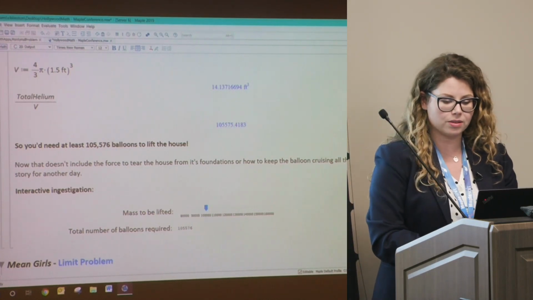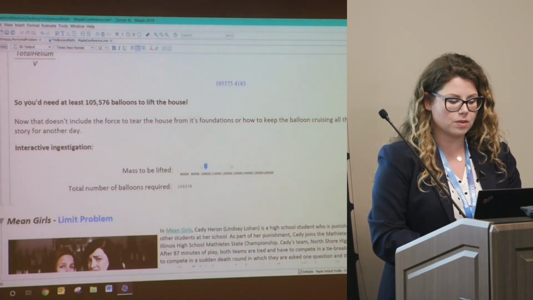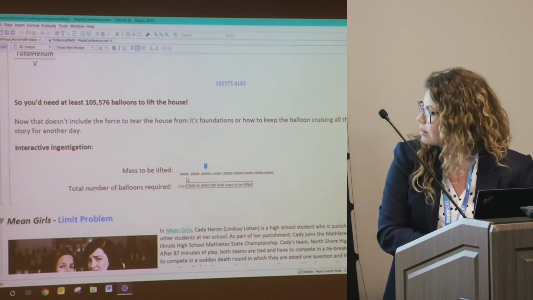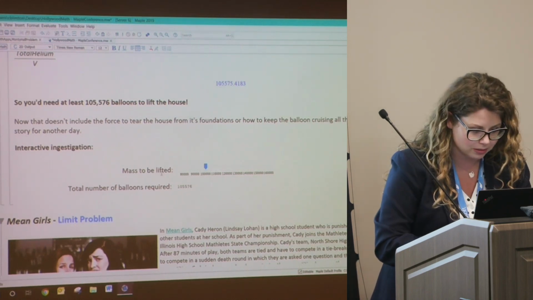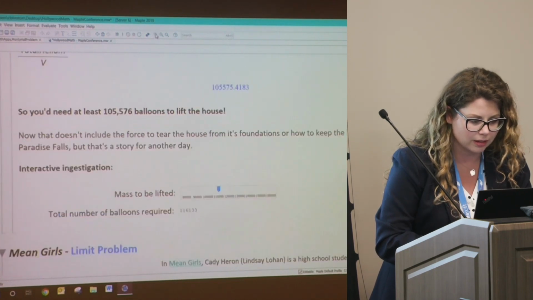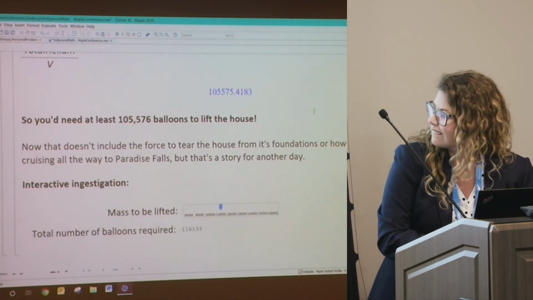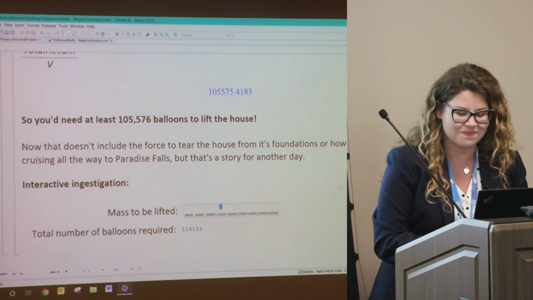One of the fun things you can put into Maple: I said between 80,000 and 160,000, and this is probably looking real small at this point. If I can make this bigger, my slider bar. Can I? It doesn't get bigger, nope.